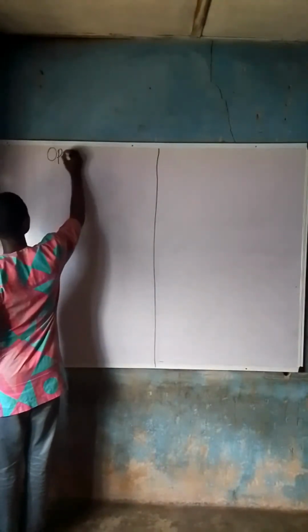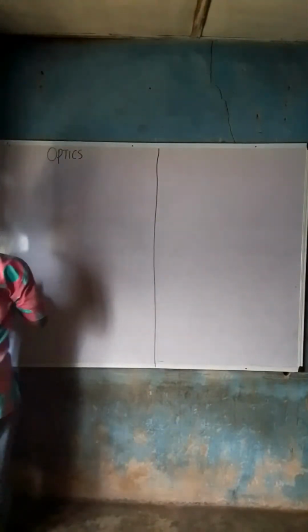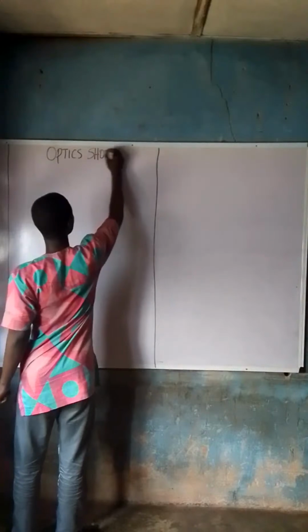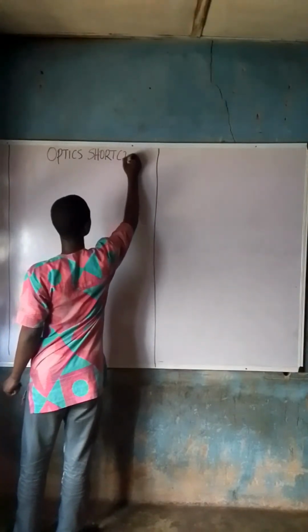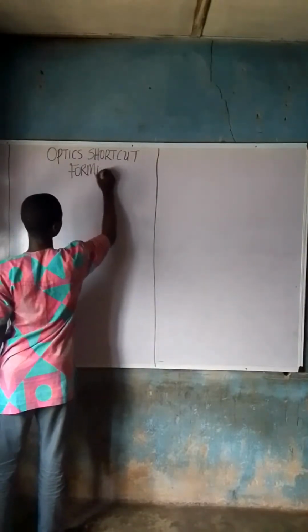Thanks for joining. So in this very quick live session, it's going to be a quick one. We'll be introducing some shortcut formulas in the branch of physics we call optics. Okay, let's see what we have for today. The shortcut formulas we have for today are under the topic called optics. We'll be learning some shortcut formulas.